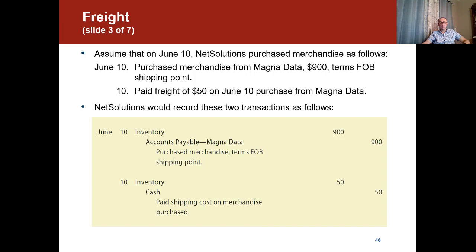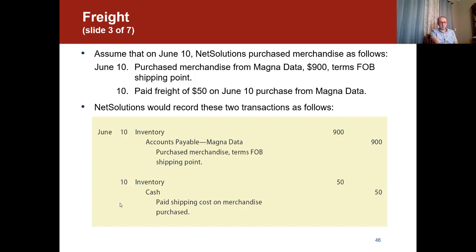So let's see how the journal entry would look. On June 10th, you can see that we are debiting inventory and crediting accounts payable for $900. Why are we debiting inventory? Because we purchased inventory on account. Inventory is an asset, and it goes up on the debit side whenever it's increasing. Accounts payable is a liability, and it's also increasing because we didn't pay for it. We bought it on account, so we're increasing the liability on the credit side for $900.